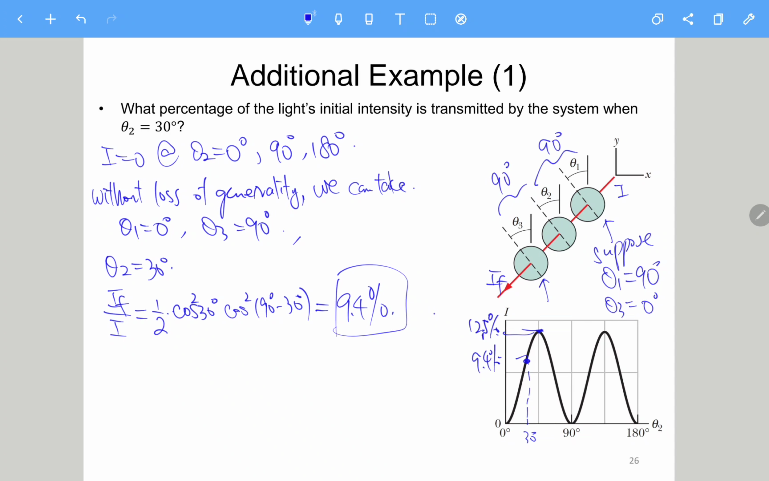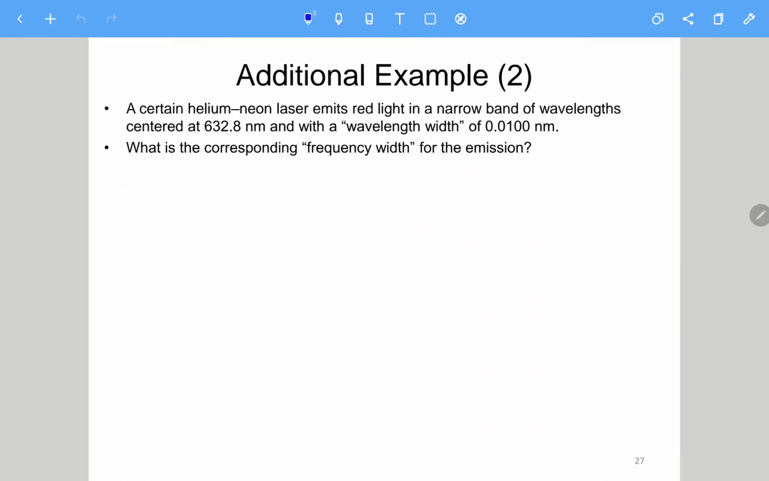And then we have another one. It says a certain helium neon laser, 氦氖镭射, emits a red light in a narrow band of wavelength centered at 632.8 nanometer with a wavelength width of 0.01 nanometer. What is the corresponding frequency width for the emission?